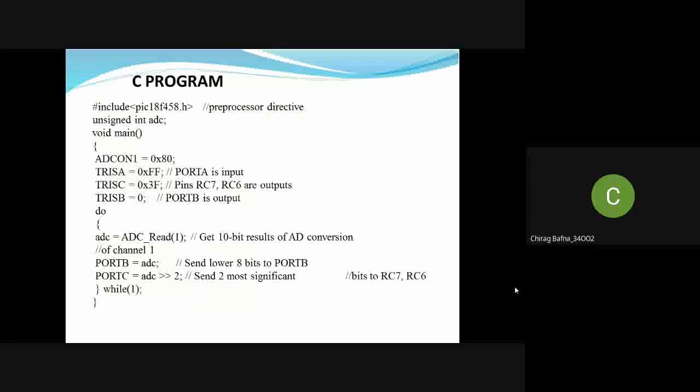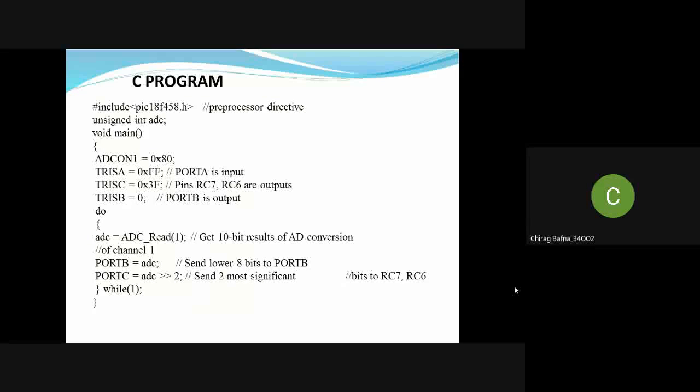Here I am taking the C programming for the ADC of the PIC18F458. We should mention the preprocessor directive, that is #include <PIC18F458.h>, unsigned int ADC, void main(void), ADCON1 = 0x18, we give some value. TRISA is declared as input port, TRISC is declared as output, and TRISB equal to 0, that is the port is output.